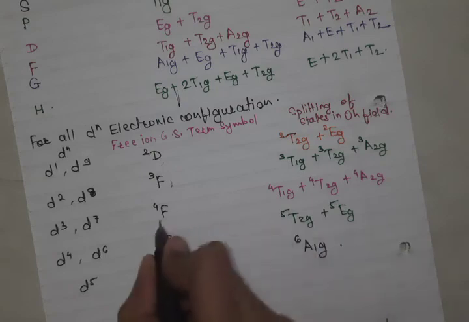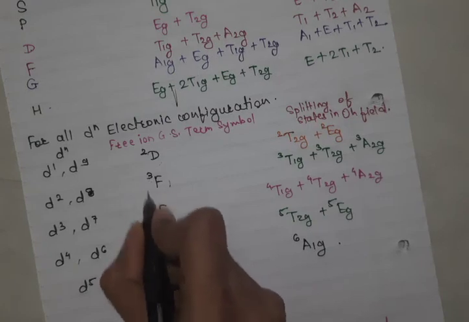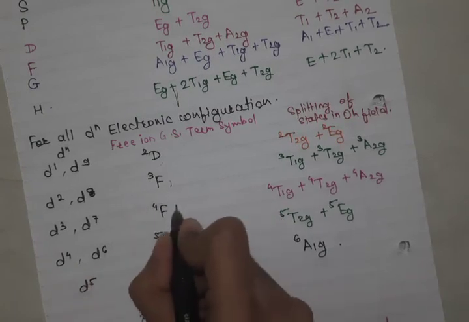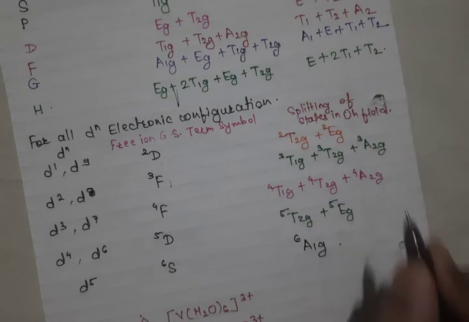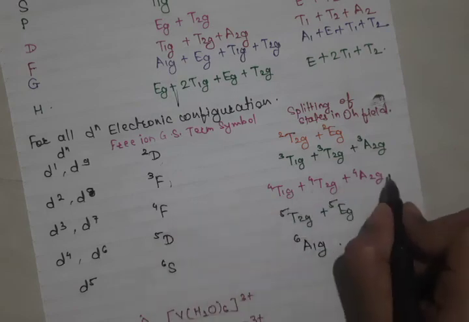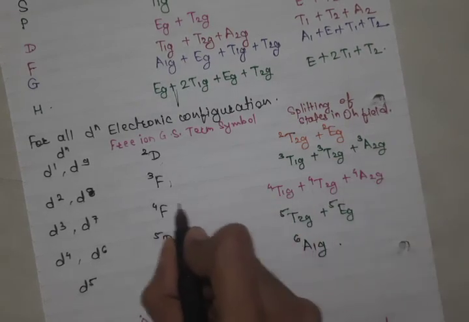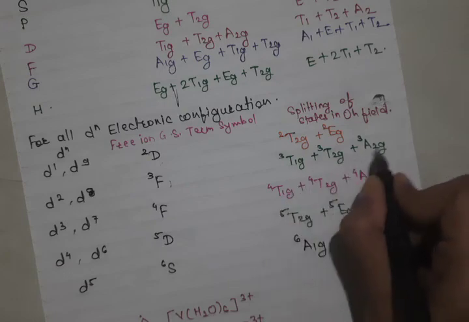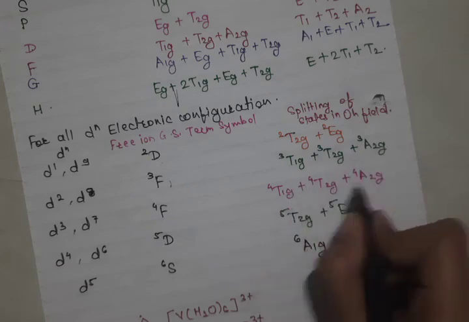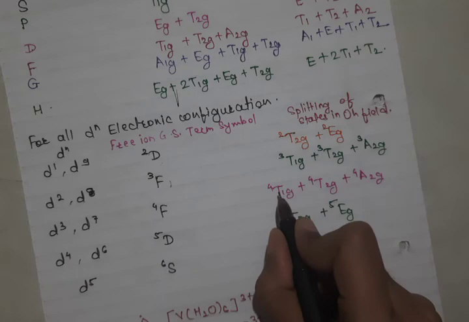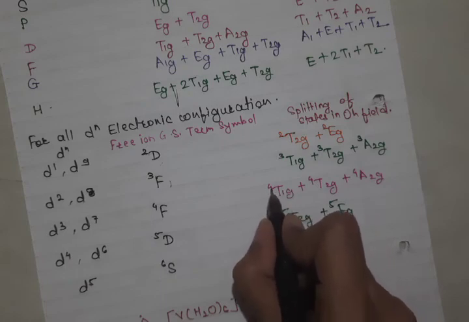Then F4. Next is F4. So see here, this is the F3, this is the F4. The only difference is the spin multiplicity, and that's why it will make a difference in the splitting also. The splitting pattern will remain the same for the F term: T1G, T2G, A2G. It will remain the same, but the difference is the spin multiplicity.